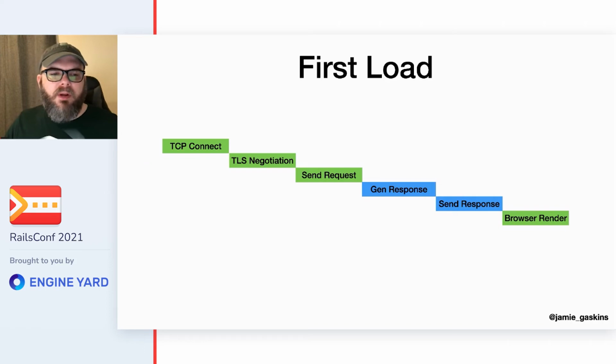This is a typical waterfall representation of how a web app loads. The browser connects to the server, and then the browser and server discuss how they're going to secure the connection with TLS. Then the browser sends the actual HTTP request, and the server uses that to generate a response with its chosen content type, sends it back to the browser, and then the browser renders that response.